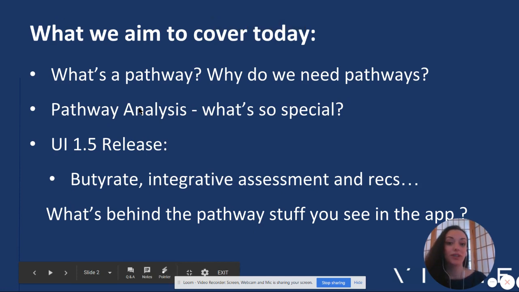To touch briefly on what a pathway is. What is a biological pathway and why do we need this? Also, what is so special about how we approach pathways here at Viome, and in the release, what this means for all of our customers and how this plays a role in our personalized recommendations. We will specifically go over the example where butyrate assessment is explained.